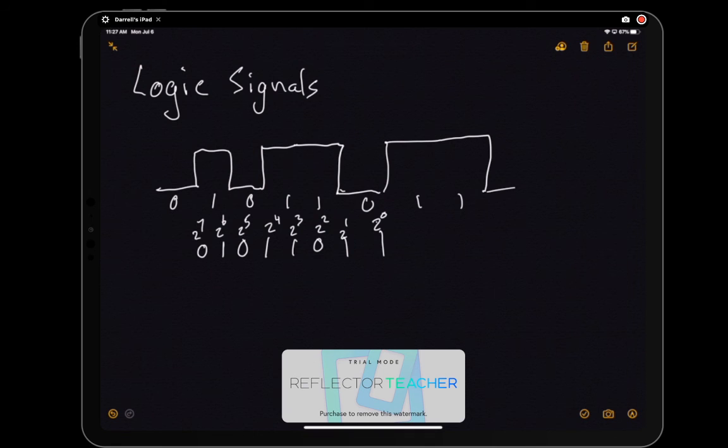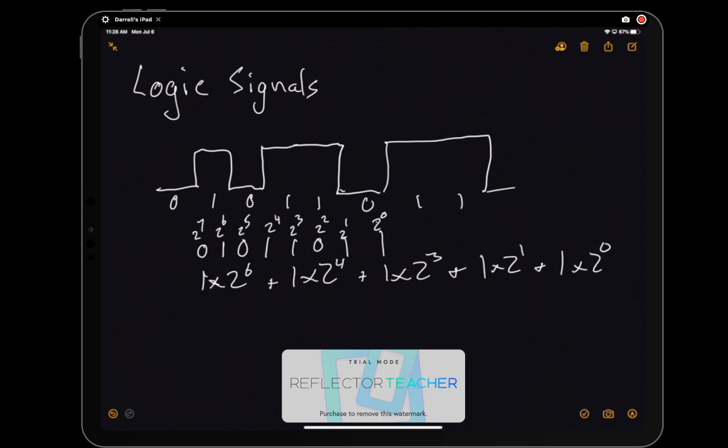If you have 0 times anything, it's going to be 0, so we don't need to include the zeros. We'll start with 2 to the 6, so 1 times 2 to the 6. Then we have 2 to the 4th, so we add 1 times 2 to the 4th. Then 2 to the 3rd, so plus 1 times 2 to the 3rd. Then 2 to the 1 power, so plus 1 times 2 to the 1 power. And finally 2 to the 0 power, so plus 1 times 2 to the 0 power.